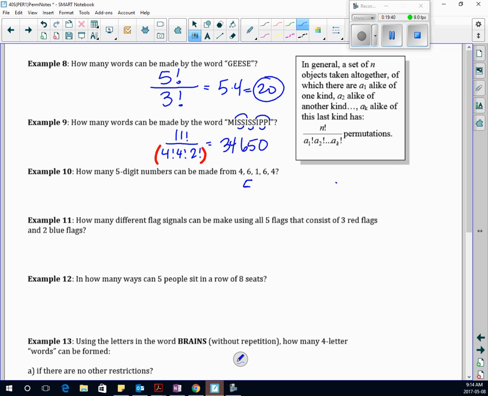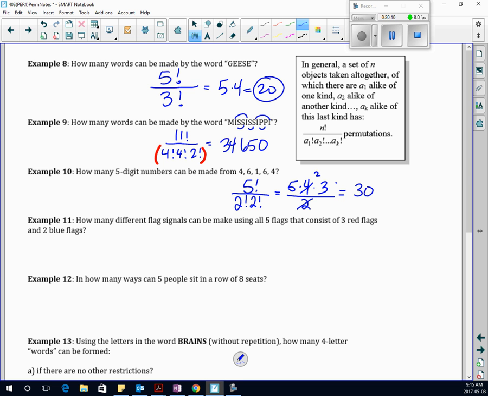So 5 factorial, yes. And then I'm going to divide by the number of repeated. So that would be 2, 2, right? So this would be 5 times 4 times 3 over 2. So I get 30. No calculator for this one. It's too small of a number. Does everybody see how I got 30? Yes?